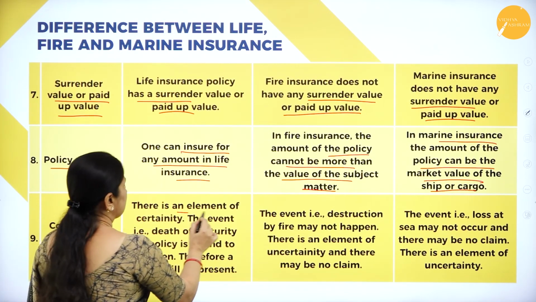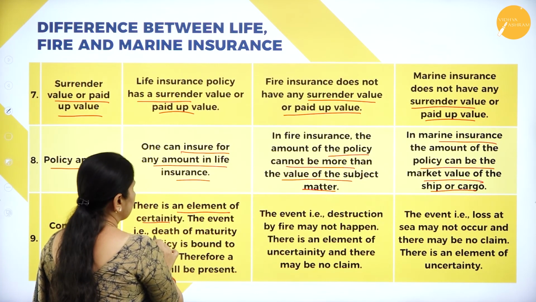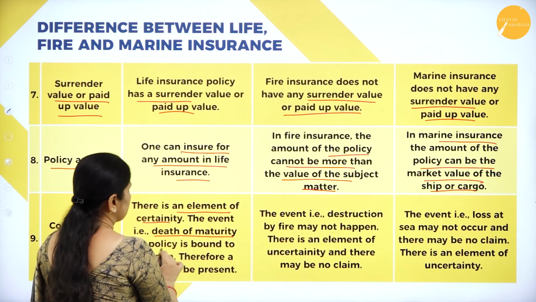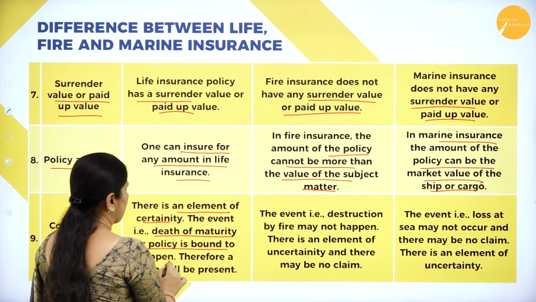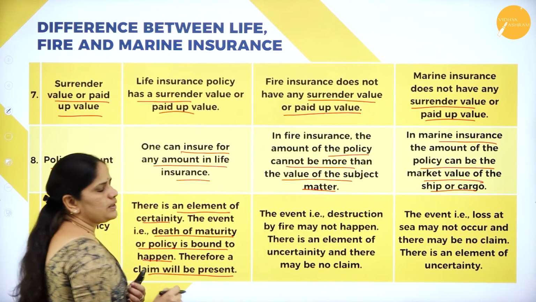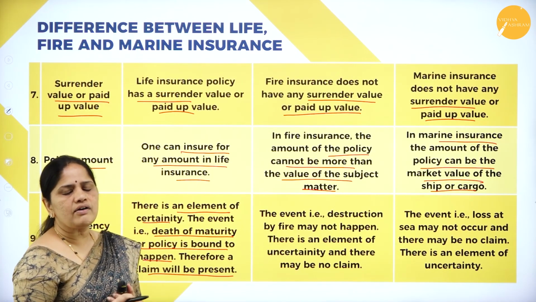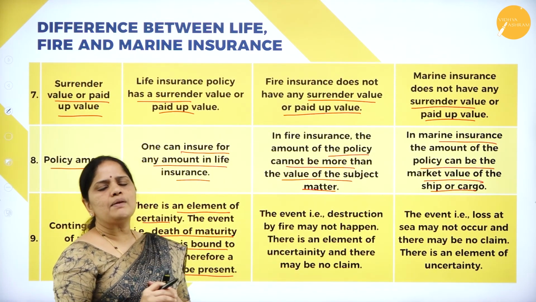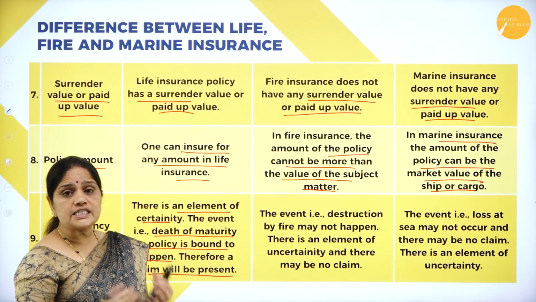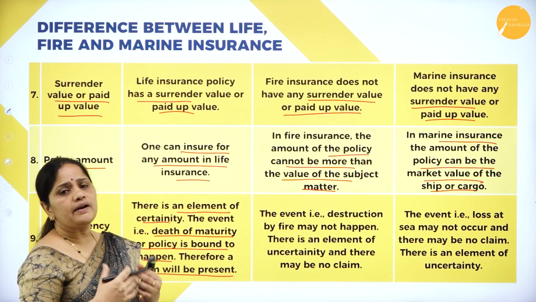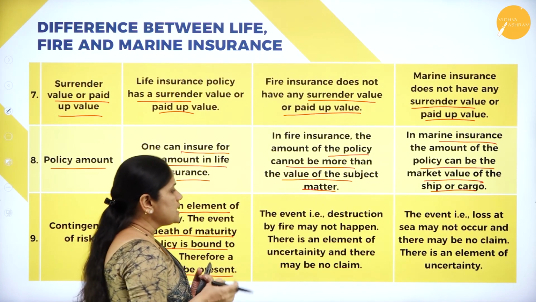Then the next one, contingency of risk. So there is an element of certainty. The event, that is the death or the maturity of the policy, is bound to happen. Therefore, a claim will be present. So in case of life insurance, the claim will be present because the death is certain, or the maturity period, whichever is earlier, is certain.